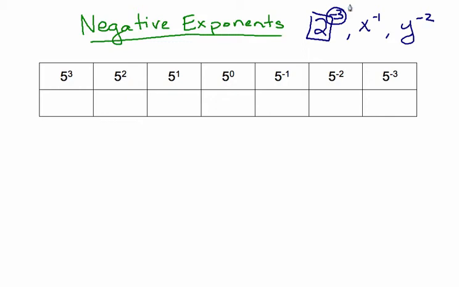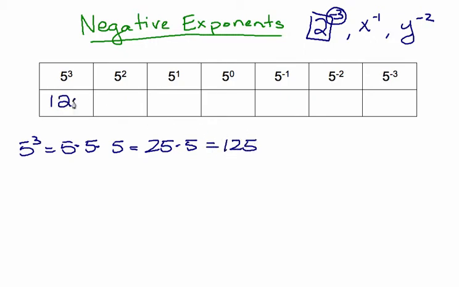Let's go back to what we know about positive exponents and see if we can form something from there. So let's start in this table. 5 to the third power is 5 times 5 times 5. Well, 5 times 5 is 25, and 25 times 5 is 125. So 5 to the third power is 125.